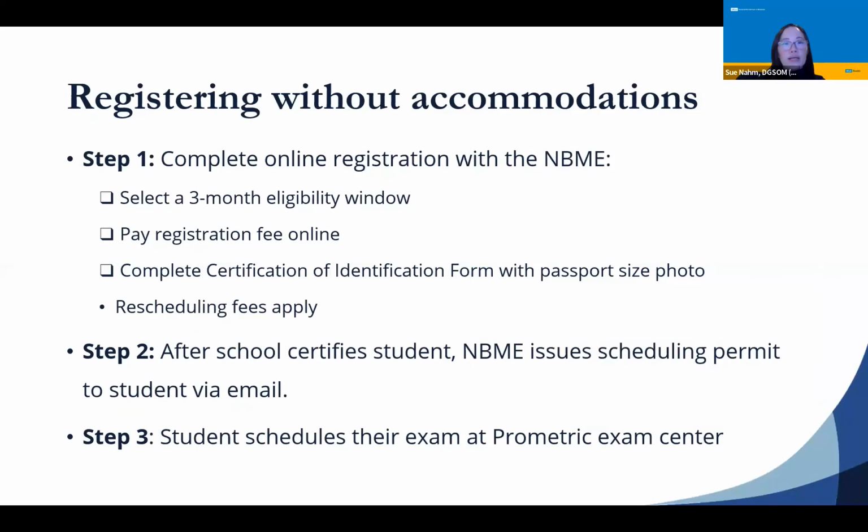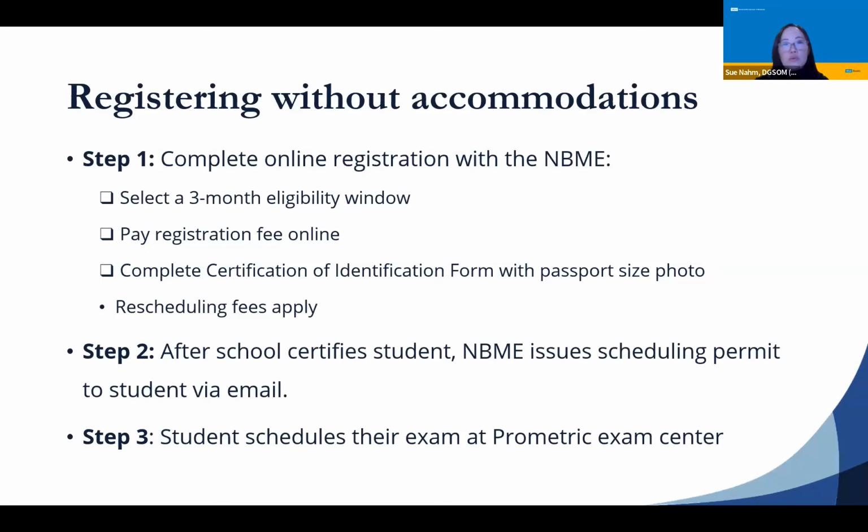Next slide. Great. So to register for the Step 1 and Step 2 CK exams, students must first complete an online registration with the National Board of Medical Examiners, or the NBME. And during the online registration process, students will be prompted to select a 3-month eligibility window within which they plan to take the exam. Then they'll be prompted to pay the registration fee online and submit a completed certification of identification form to their registrar or school official.